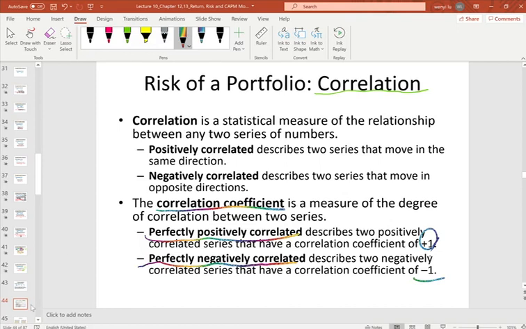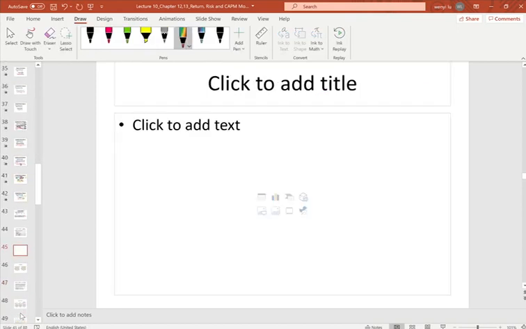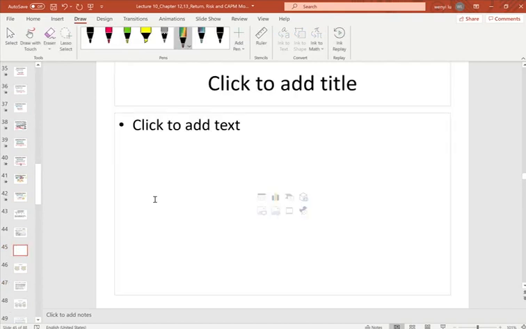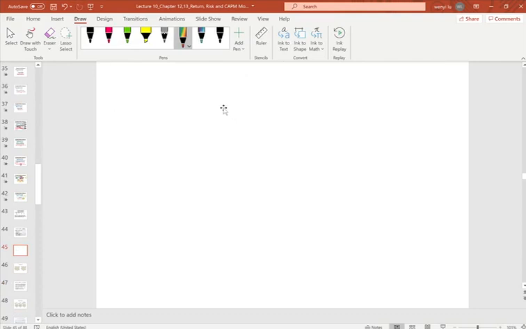So let me show you this on a graph here. Let me show you this correlation coefficient right here. For example, this is A and B on a chart.